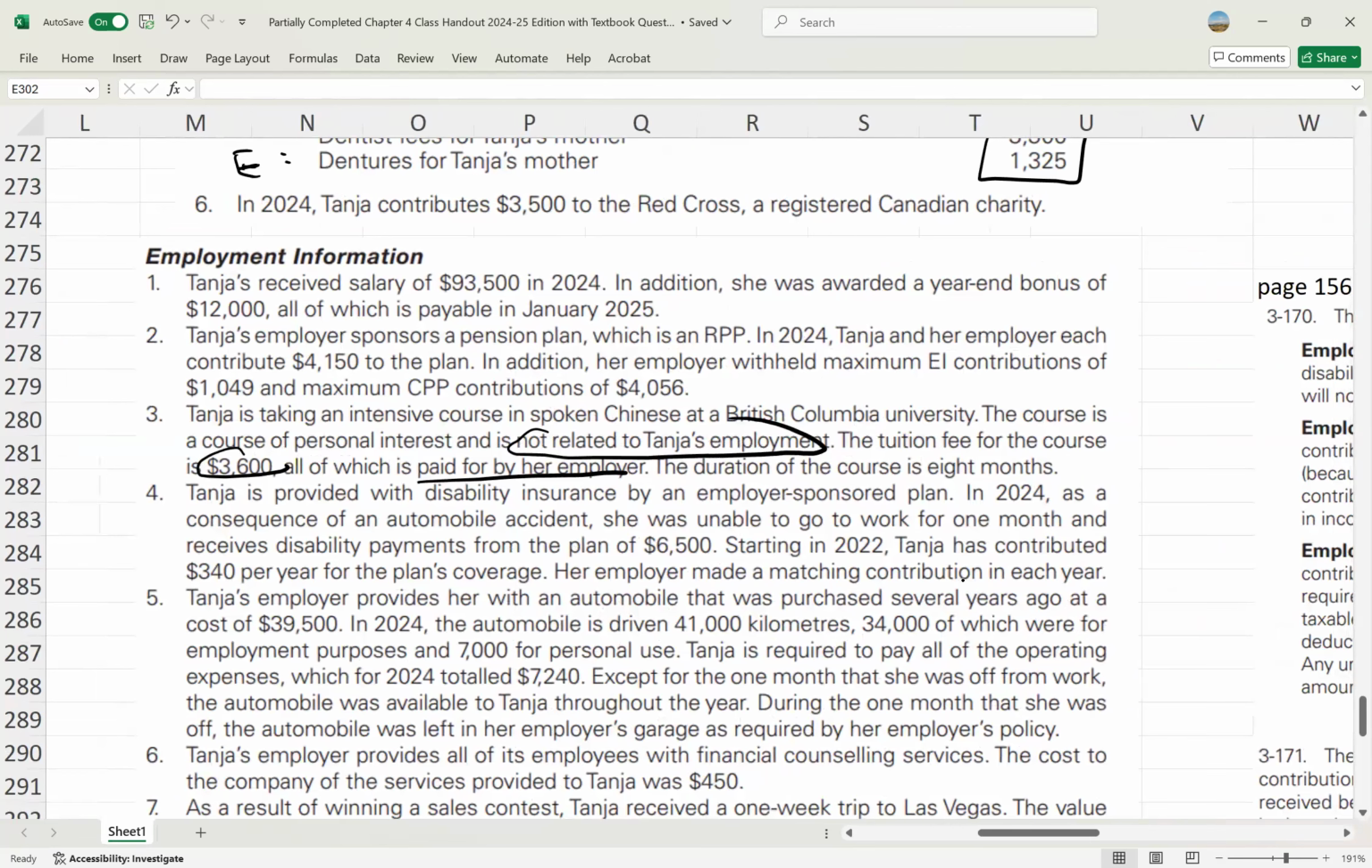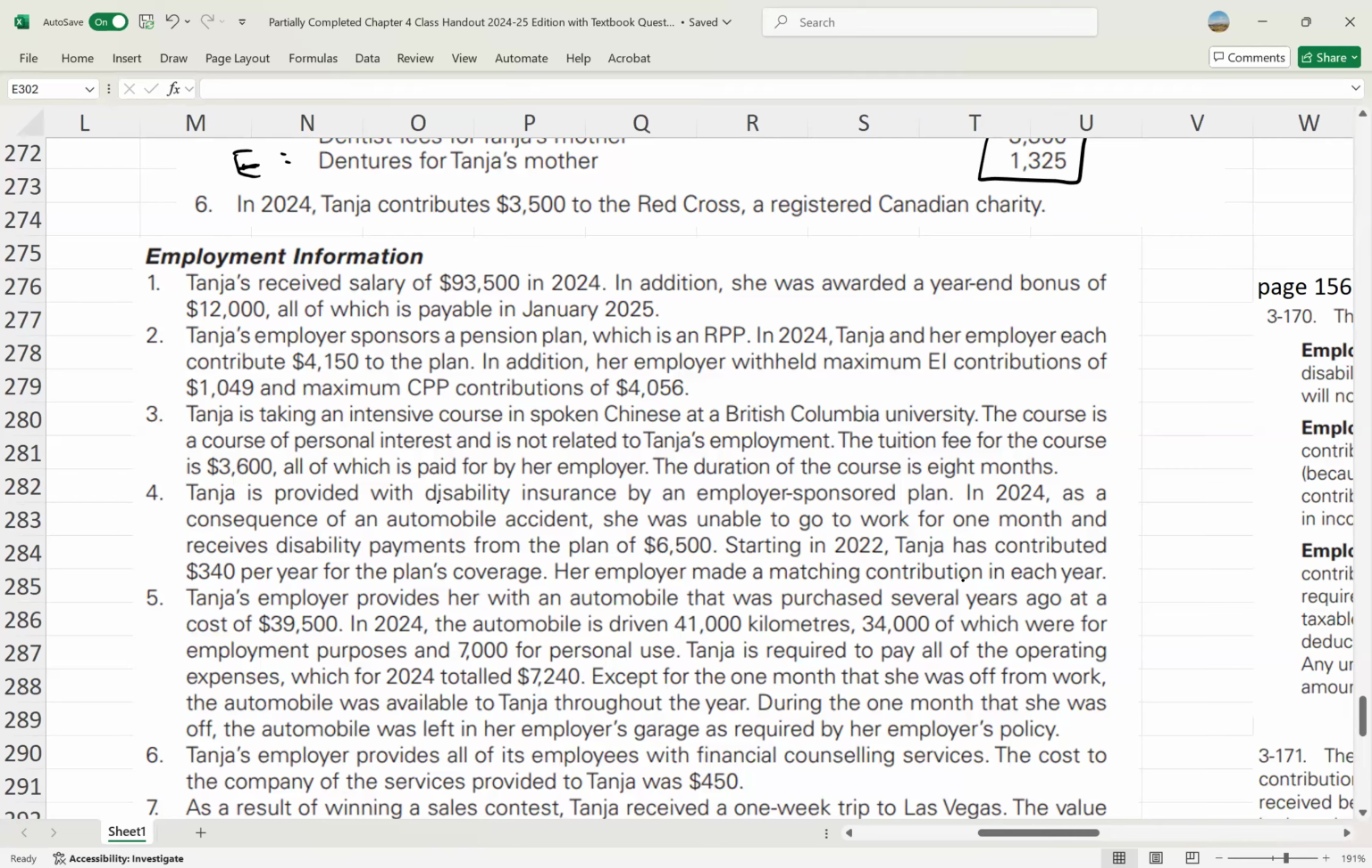So let's move on to item number 4. Tanya is provided with disability insurance by an employer-sponsored plan. A lot of companies provide that for their employees. So if the employee gets disabled and cannot go to work, then the disability insurance will kick in. The employee, while they're not working, will not get a salary, but they'll get payments from this insurance company to sort of cover, not necessarily all of their lost wages, but maybe a good portion of that.